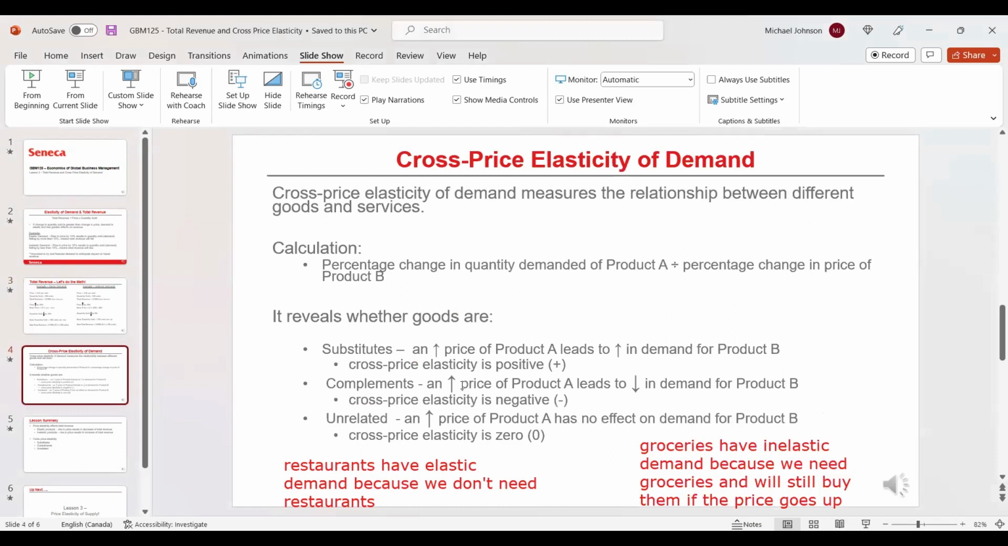And then cross price elasticity of demand. Cross price elasticity of demand measures the relationship between different goods and services. It's calculated by the percentage change in quantity demanded of product A divided by the percentage change in price of product B. So substitutes: an increase in the price of product A leads to an increase in demand for product B, so cross price elasticity is positive. Complements: an increase in price of product A leads to a decrease in demand for product B, so cross price elasticity is negative. And then unrelated.